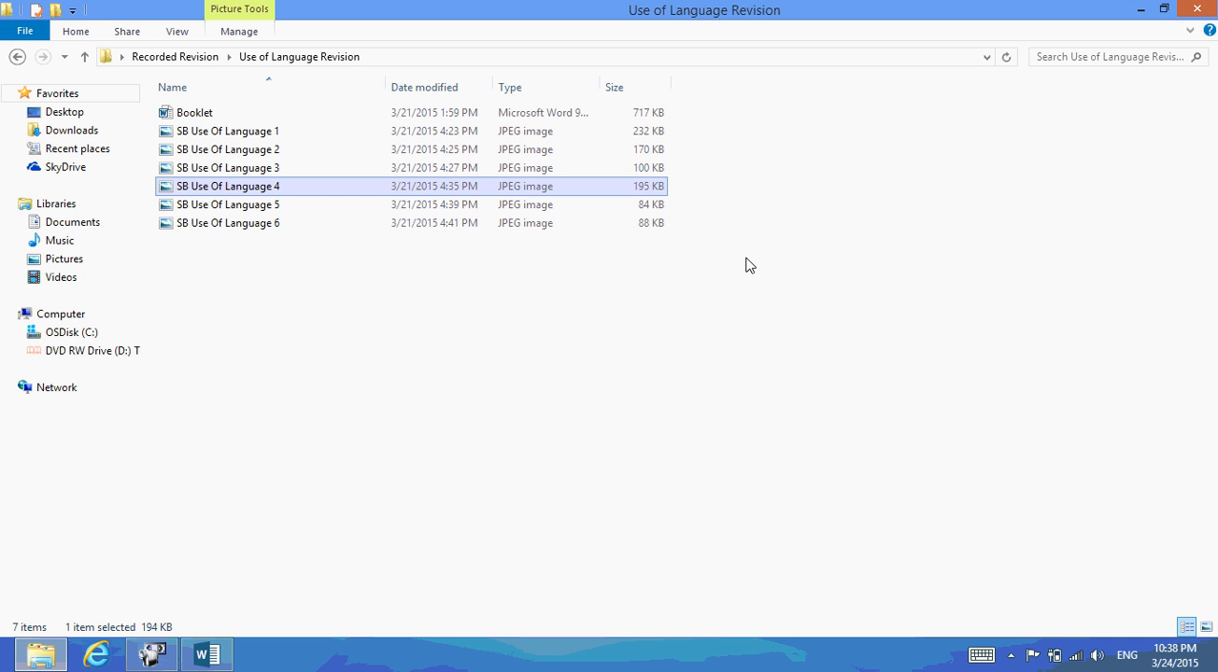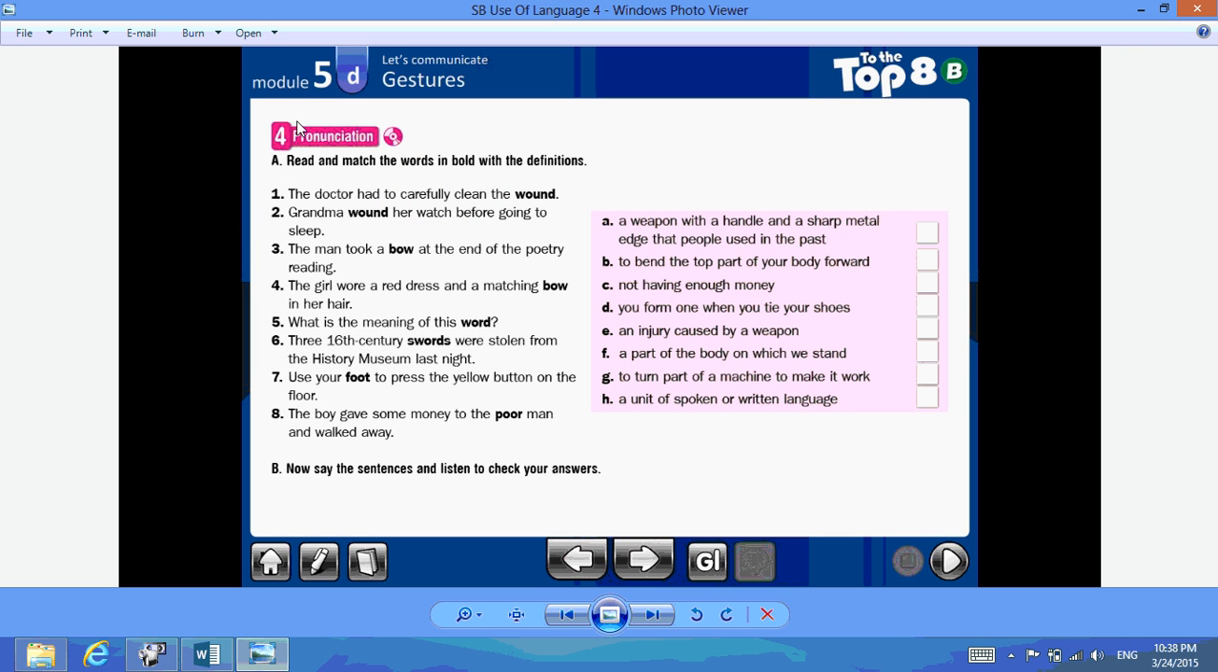A good example about this kind of question taken from a student book is Pronunciation for Module 5, Gestures. You see? Consider examples number 7 and 8. Use your foot to press the yellow button on the floor. The boy gave some money to the poor man and walked away. This word is read poor, whereas this word is read foot. And you cannot use your poor to press the yellow button. It's a logical answer.